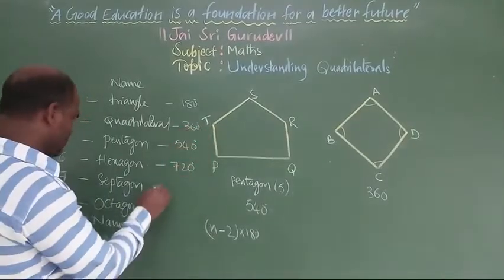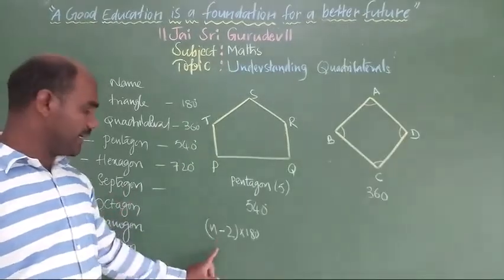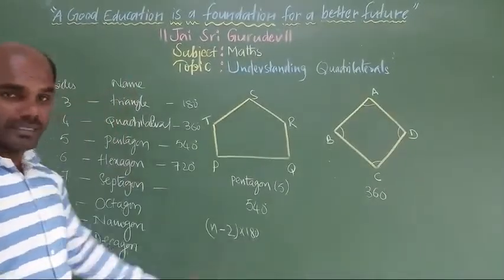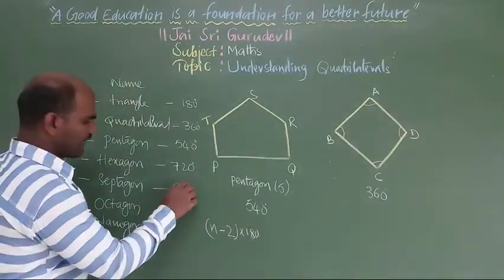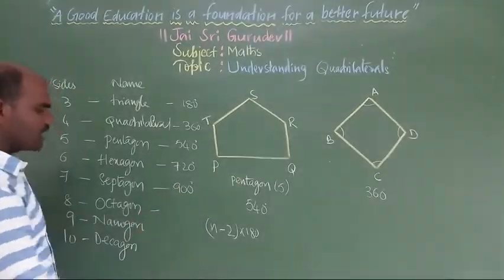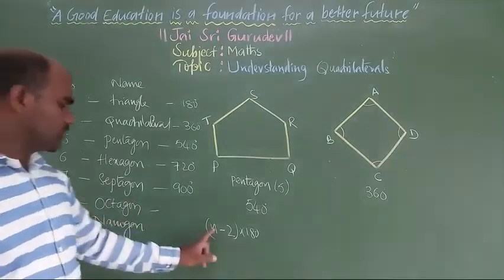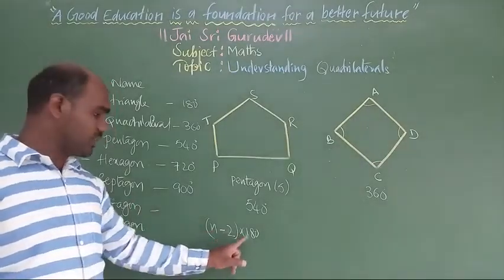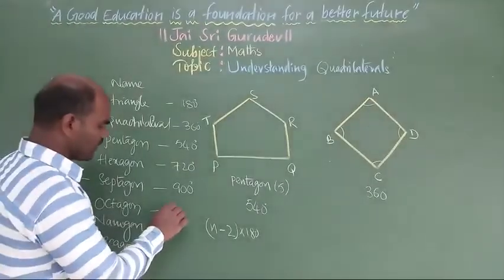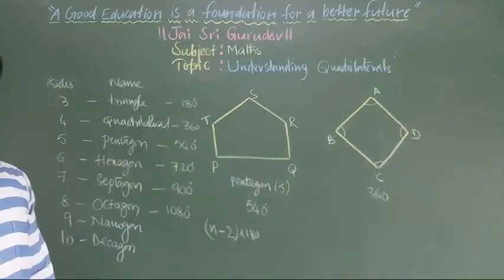Next, a septagon has 7 sides, yes or no children? So 7 minus 2 is 5. 5 into 180, how much do you get, children? 900. Next is an octagon, with 8 sides. So 8 minus 2 is 6. 6 into 180, how much do you get, children? That is 1080 degrees.